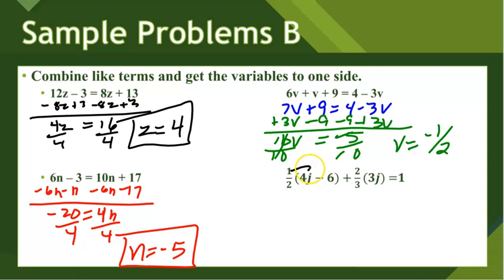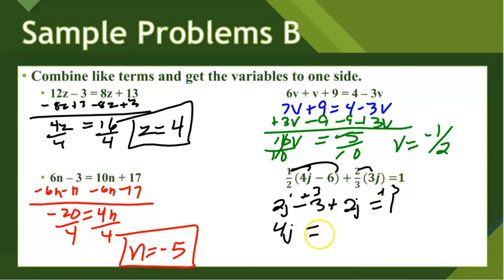Next here, I'm just distributing the half. Half of 4 is 2j minus half of 6 is 3. Plus, here I need to distribute 2/3 times 3j is going to be 2j equals 1. 2j plus 2j is 4j. I want to add 3 to both sides, and that's going to give us 4. Divide by 4 on both sides. J is going to equal 1.